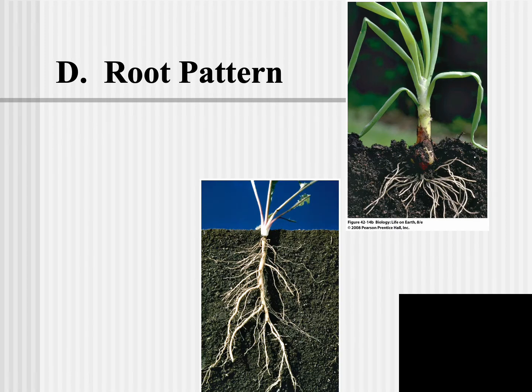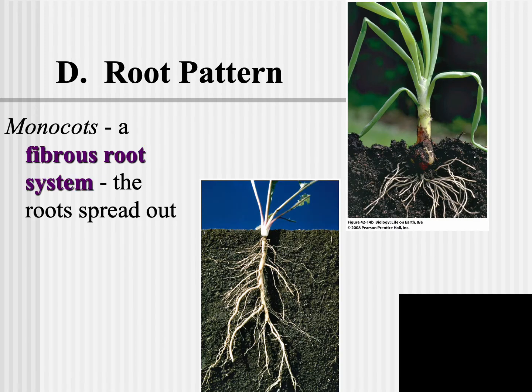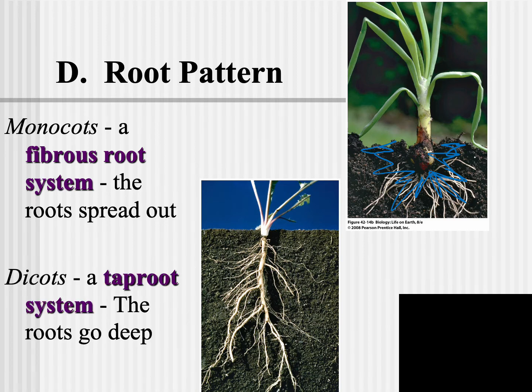The root patterns are different. For monocots, there's a more fibrous root system. The roots are closer and shallow to the surface of the ground. And with the dicots, they run very, very deep down and have roots running off all the way down. The roots go down all the way to tap into the water system, and that's why we call it a tap root system.